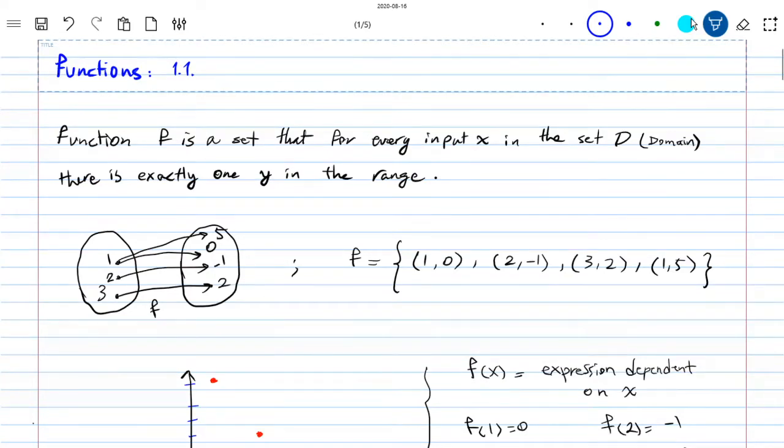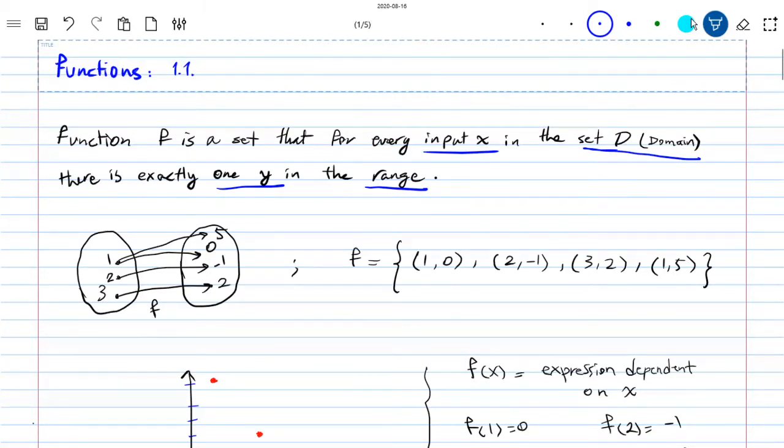What is a function? A function is a set where for every input, you will get exactly one output. That means for every x that you pick as an input, that x belongs to a set. That set, we call the domain. Then there is exactly one output y, and that output we call the range. That y belongs to the set range.